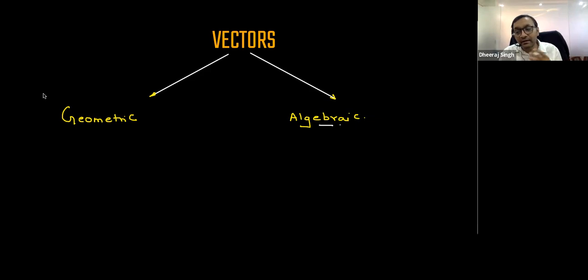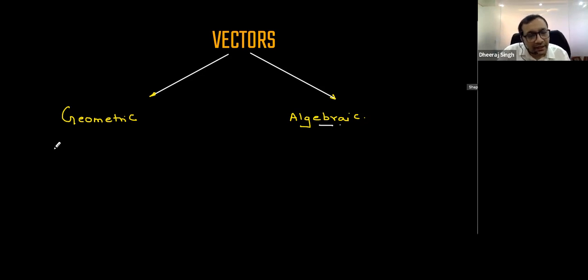So vectors are broadly divided into two parts, geometrical analysis and algebraic analysis. These things are slightly disjoint from each other. So we are going to study the geometrical analysis first. Before studying the geometrical analysis, we need to first understand how you can geometrically represent a vector. You can represent it in any way which makes sense.